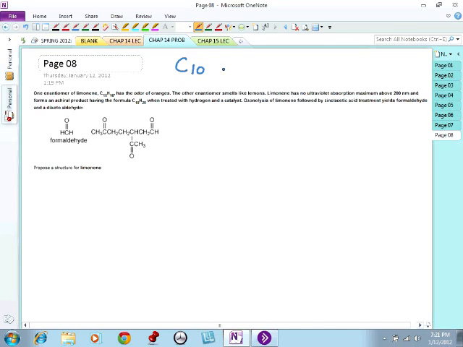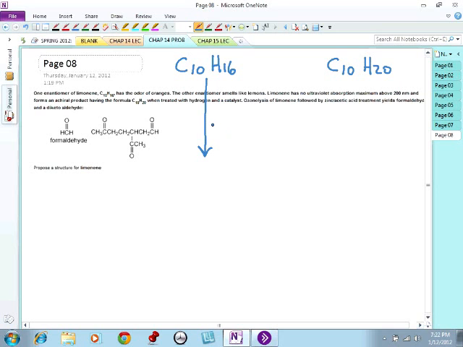[Student reading the problem:] Limonene has the odor of lemon. It has no ultraviolet absorption maximum above 200 nanometers, and it reacts with hydrogen and a catalyst to give a product. Ozonolysis of limonene followed by zinc and acetic acid treatment yields formaldehyde and a second product. Okay, very good. This is what Jessica has just given you.